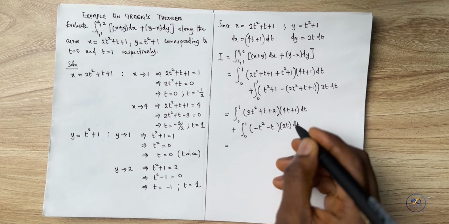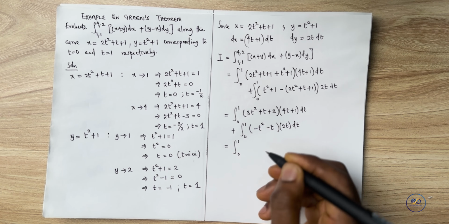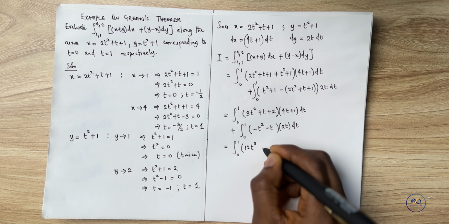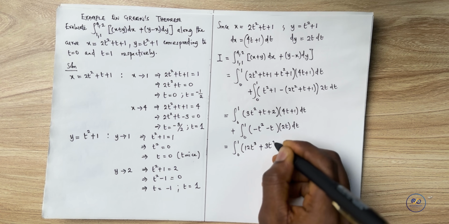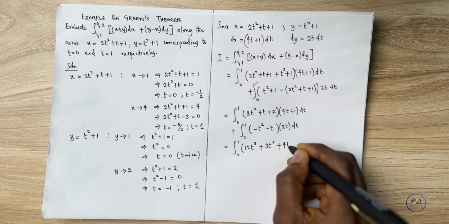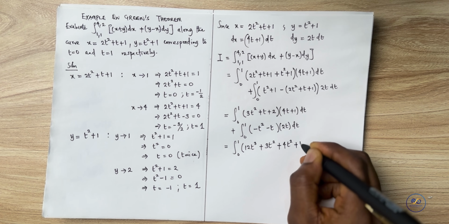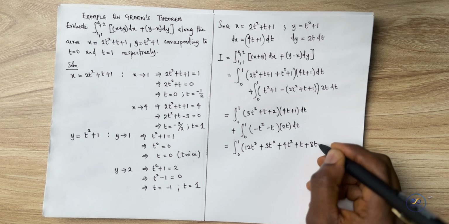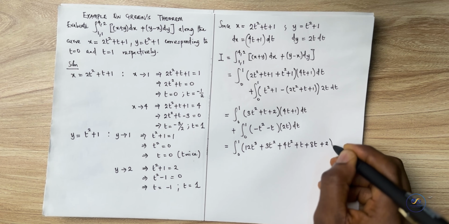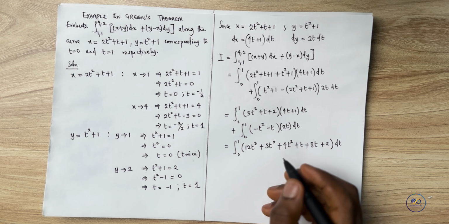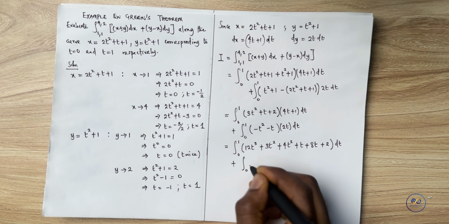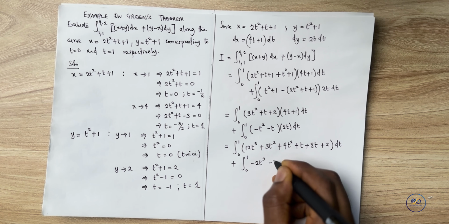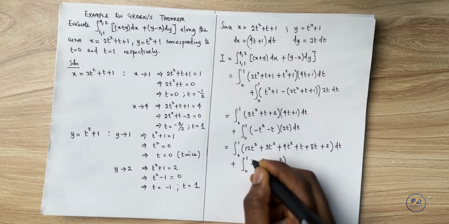So bringing it all together and expanding this, you'd have the integral from 0 to 1 of 12t cubed plus 3t squared plus 4t squared plus t plus 8t plus 2t. And then you have plus the integral from 0 to 1 of minus 2t cubed minus 2t squared.